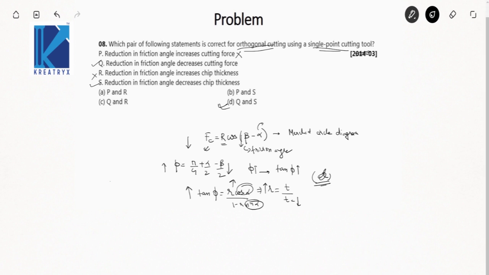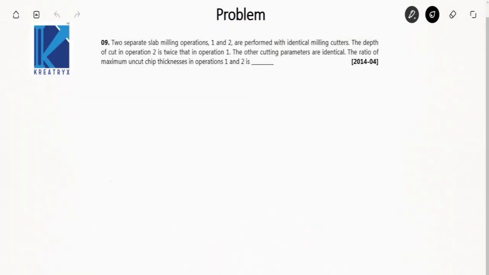Now moving to the next question. This is again a GATE question from the year 2014. The question is: two separate slab milling operations, 1 and 2, are performed with identical milling cutters. So the cutters are basically the same. The depth of cut in operation 2, which I am saying D2, is twice that in operation 1, that is 2 times D1. The other cutting parameters are identical.